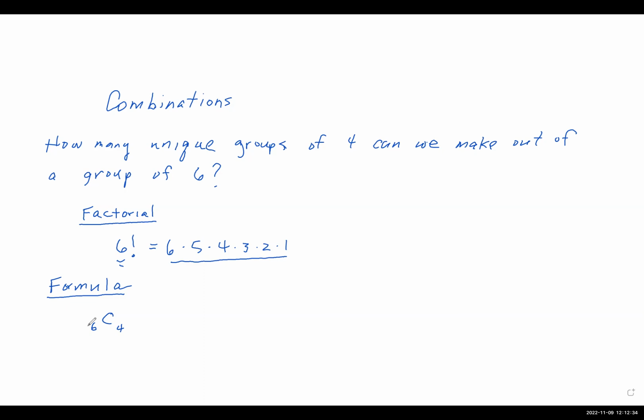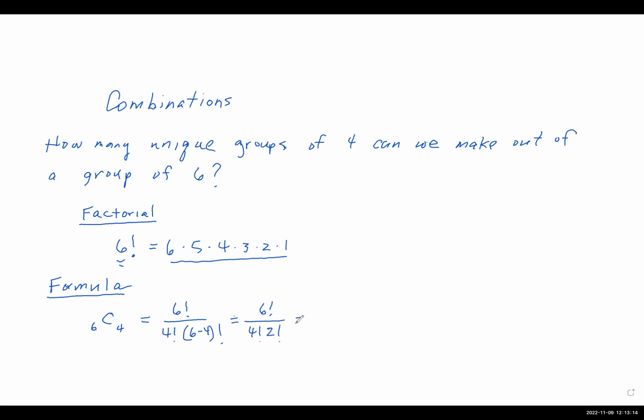So that's what that is. And the formula for calculating that looks like this. 6 factorial divided by 4 factorial, and then 6 minus 4 factorial. So worked out, that is 6 factorial over 4 factorial. And 6 minus 4 is 2, and 2 factorial.